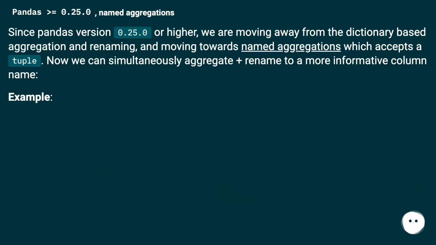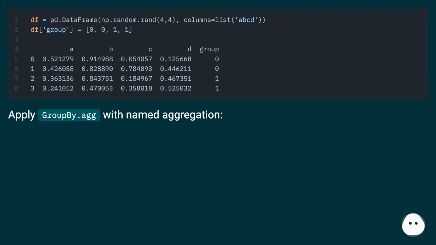Pandas greater than or equal to 0.25.0, named aggregations. Since pandas version 0.25.0 or higher, we are moving away from the dictionary-based aggregation and renaming, and moving towards named aggregations which accept a tuple. Now we can simultaneously aggregate plus rename to a more informative column name. Example. Apply Groupby.agg with named aggregation.